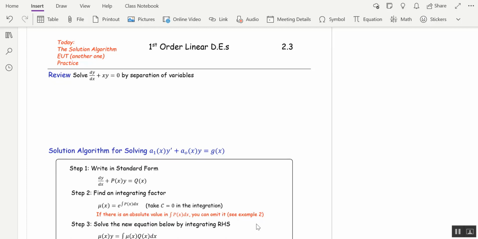This is section 2.3. Today we're going to learn a new method to solve differential equations, namely first order linear differential equations. So let's start by reviewing separation of variables, which is the method we learned last time.